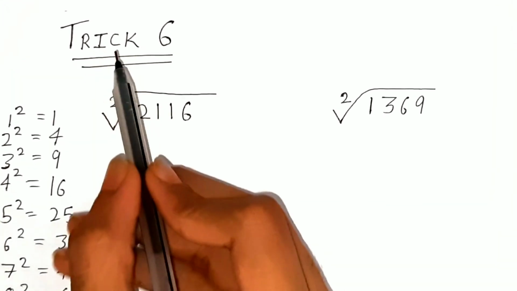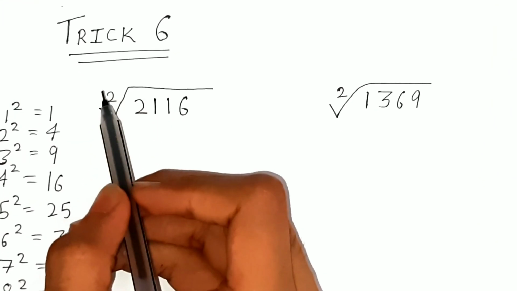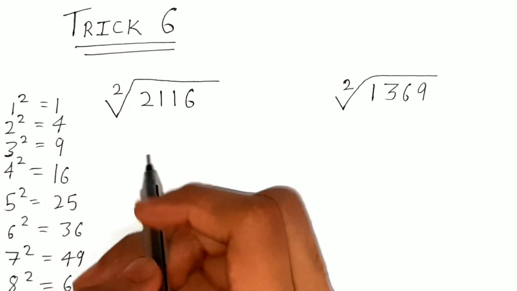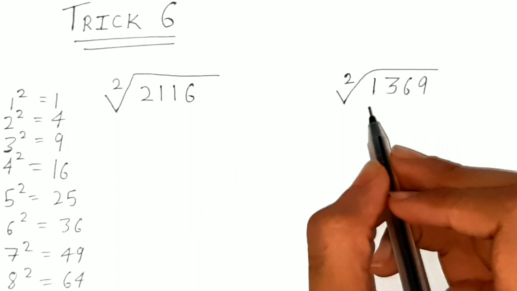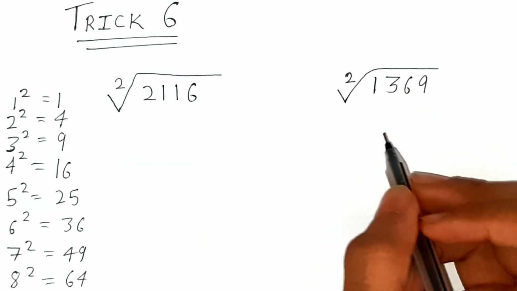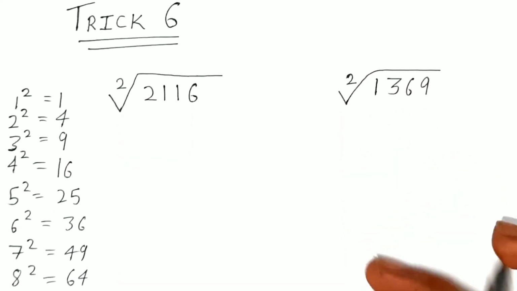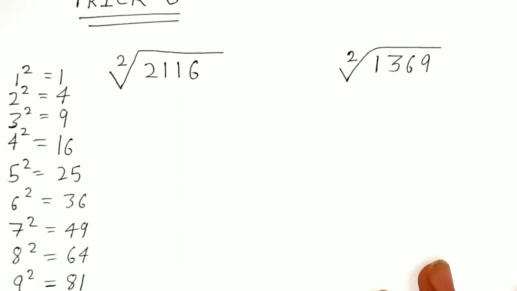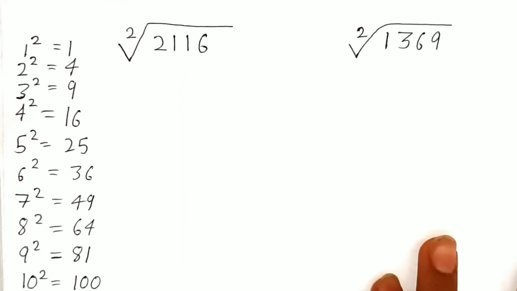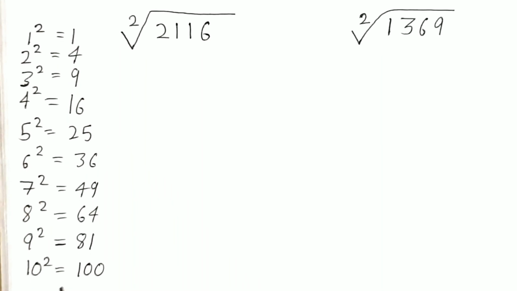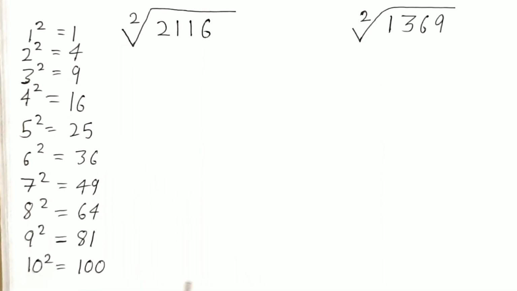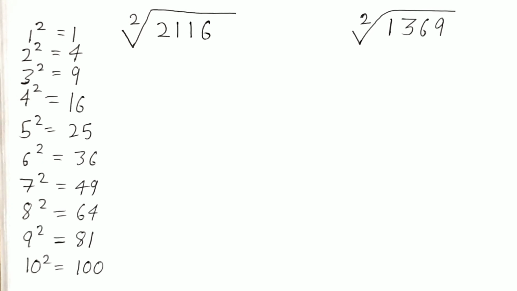Now trick number 6. Let's find some square roots. So over here I have two 4-digit numbers, as you can see, and I need to find the square roots of them. And this is a really easy trick, but you need to remember squares of numbers from 1 to 10 at least. If you know more, it's good. If you don't, just remember these ones.